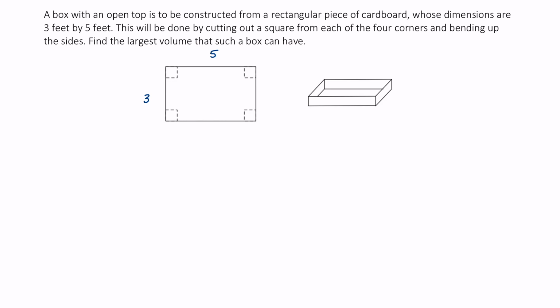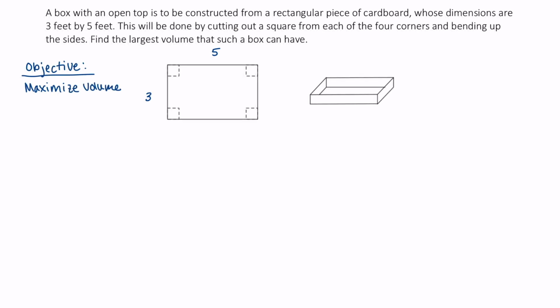So let's begin, now that we have these labeled, by writing out our objective and our constraint. Our objective is to maximize the volume. And remember, volume for a rectangular solid like this is given by length times width times height. Now, what is our constraint? Well, clearly we're constrained by the size of the flat piece of cardboard.